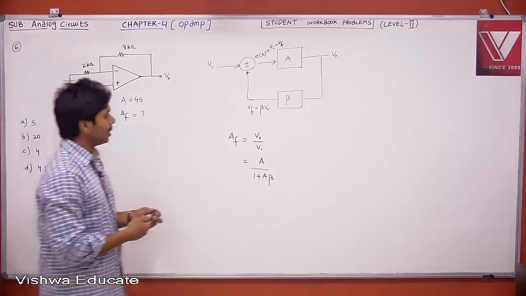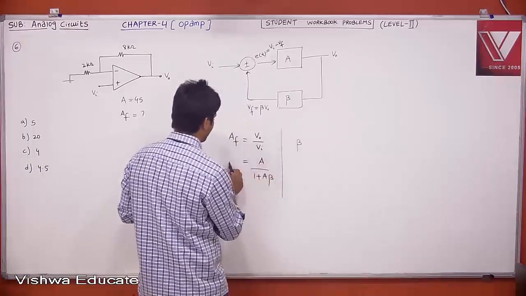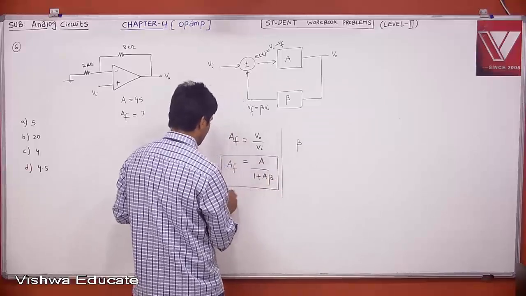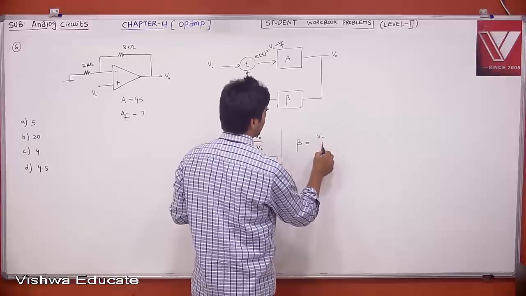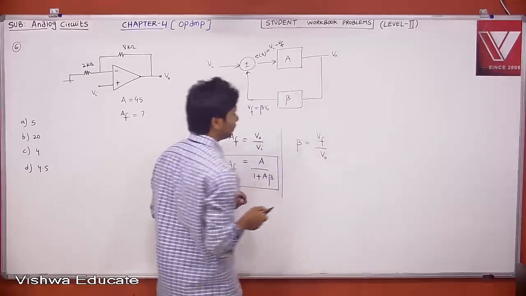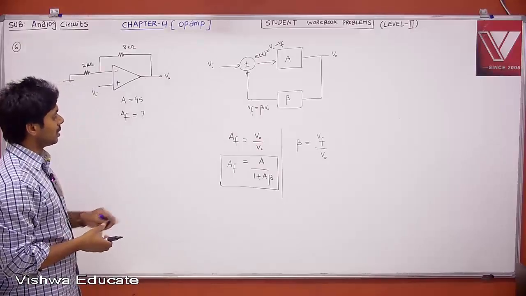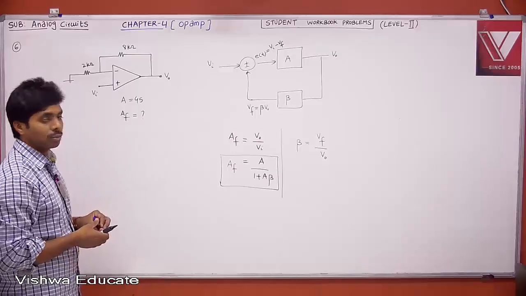Okay. Therefore, what is your beta? This is your closed loop gain. Okay. Including negative feedback. Therefore, what is your beta? Beta is nothing but feedback quantity divided by sampled quantity, that is nothing but your V0. Okay. Now, if you know beta, then it is easier, we can substitute because A is already known to you, then we can calculate the closed loop gain.